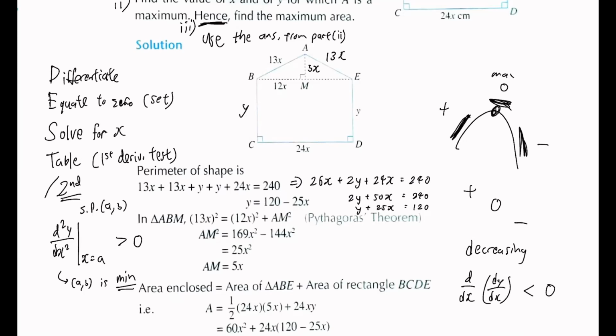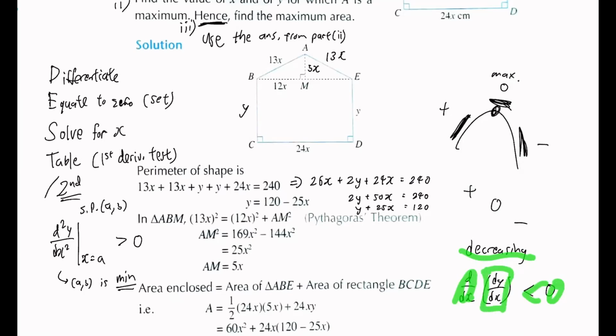This is a maximum point. For a maximum point, you have this picture. Tangent: positive gradient, 0 gradient, negative gradient. Just write it in a fancy way like this to see the decreasing pattern. So what is decreasing? The gradient is decreasing. Decreasing means a decreasing function, which means the derivative will be less than 0.